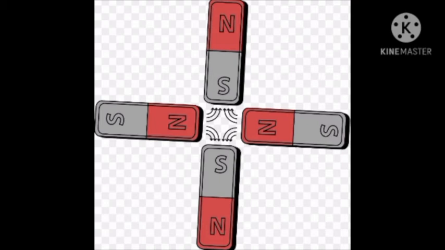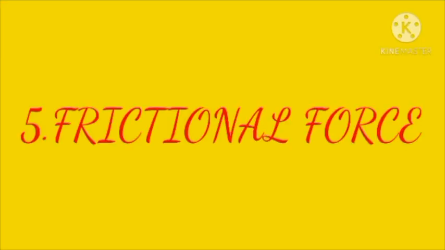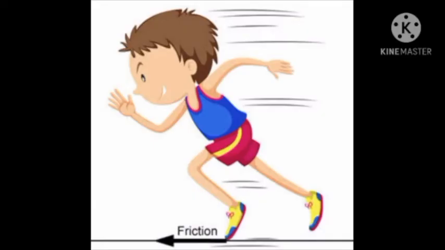So on your screen you can see that there is a magnet, and its forces are also shown on that particular magnet. Understood? The next force is frictional force. This is the fifth type of force. So basically, smooth surfaces can be easily rubbed against each other. Why? Because the force of friction between them is less, while rough surfaces cannot be easily rubbed against each other. Now why is that? Because the force of friction between them is greater.